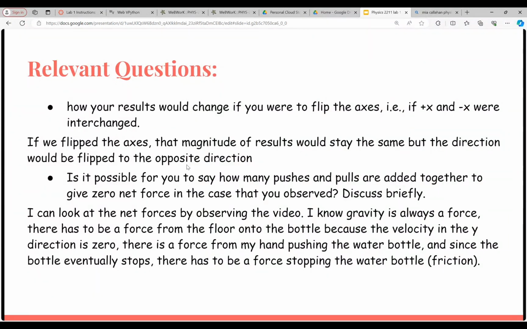However, for our real-life model, we can see that the water bottle starts to slow down. So there's still gravity and the force from the floor onto the bottle, but there's also a force from my hand pushing the bottle, and to stop the water bottle, there's friction. If the water bottle continued to move without stopping, we would say that friction is non-existent or not important. And if it were at 0 and it didn't move, we'd also say that the net force is 0.